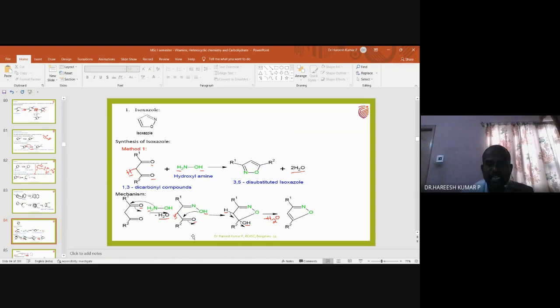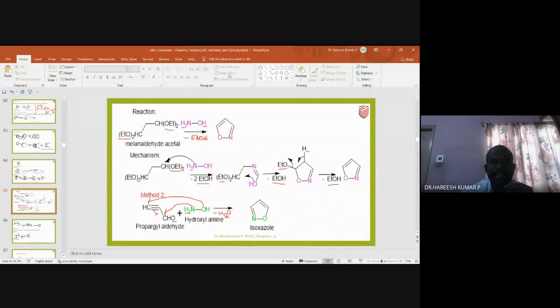In the second step, you know that this lone pair present on this oxygen will react with this carbon and C=O is converted into OH. And later on, this bond pair will convert into a double bond and this oxygen along with this bond pair goes away by taking this proton as water. So that is how isoxazole is formed. Is it clear? Yes, sir. Okay. So with this, I will go to the next slide.